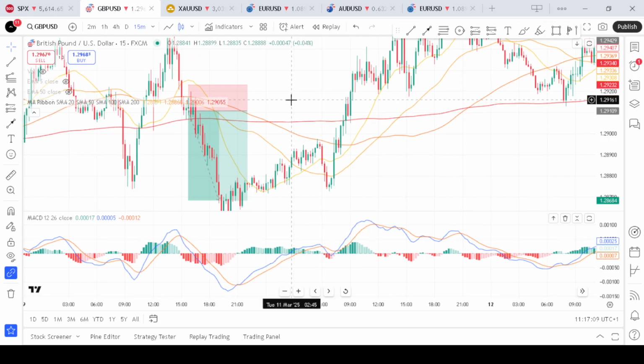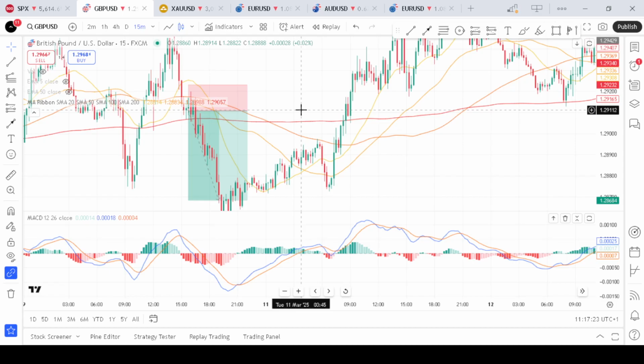Remember, no strategy is foolproof. Always use proper risk management and adapt your strategy to your trading style and market conditions. With practice and discipline, this moving average strategy can become a powerful tool in your forex trading arsenal.